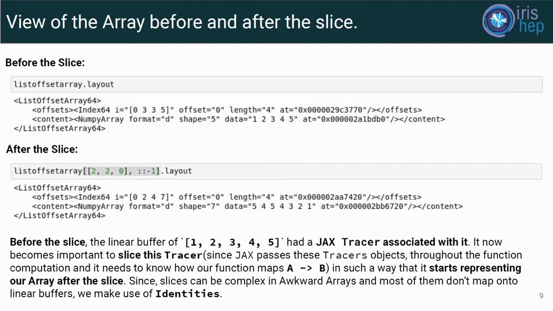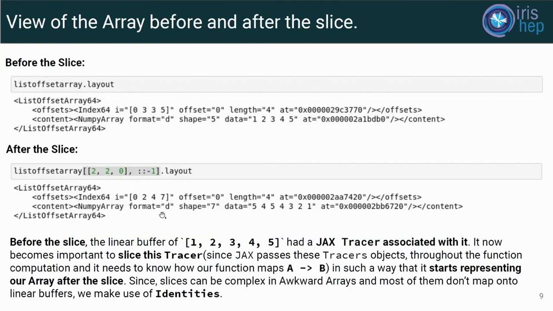And why we do this is basically because awkward array slices are complex and they really don't map into linear buffers. So this slice, square brackets 2, 2, 0, and colon, -1, this wouldn't even work correctly on this linear buffer. If you just slice this linear buffer, that would give you the wrong result. So we need to do many special things within to make it agreeable so that the JAX tracers and awkward array agree on the same format.